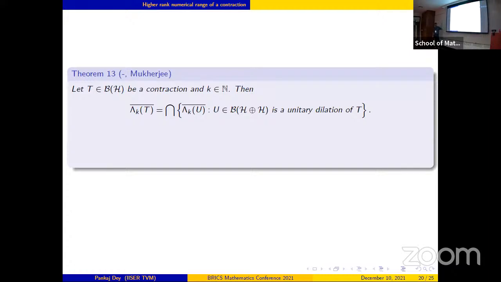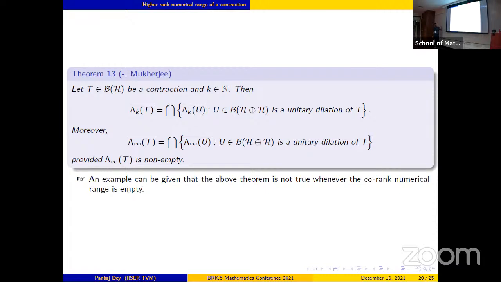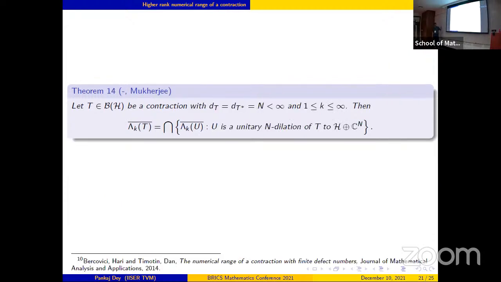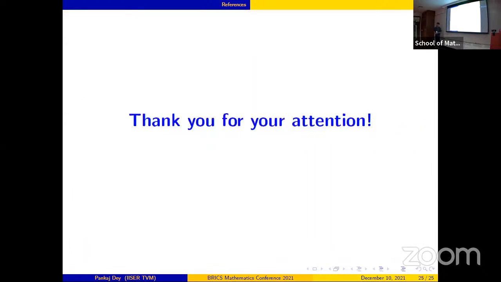But if we take the closure, then these sets are actually equal. For the infinite numerical range, it is equal if it is non-empty. An example can be given that if it is empty, then this is not a proper subset. And if T is a contraction with finite defect indexes, then it can be taken in a smaller space, H direct sum some C^i. The main result we use to prove this is the Berger-Kato-Stampfli unitary dilation result. This talk has been based on reference 1. The last two results appear in reference 2, and these are the other references. Thank you very much for your attention.